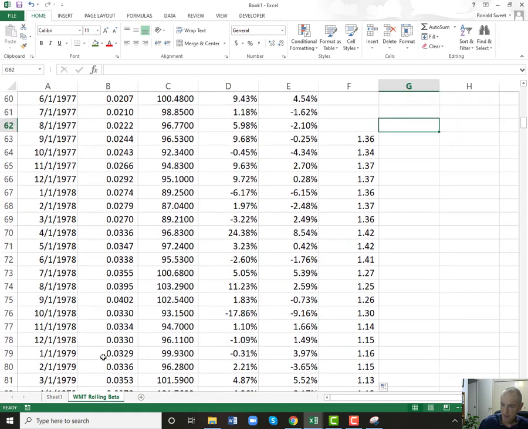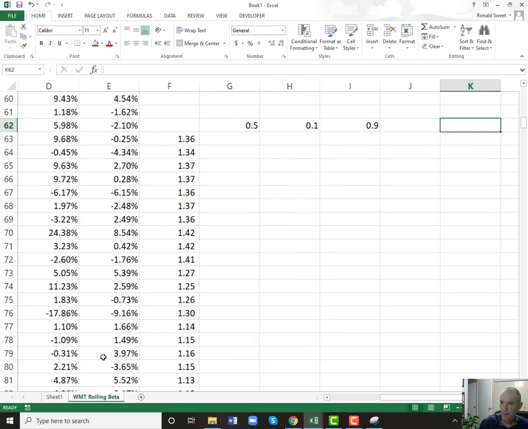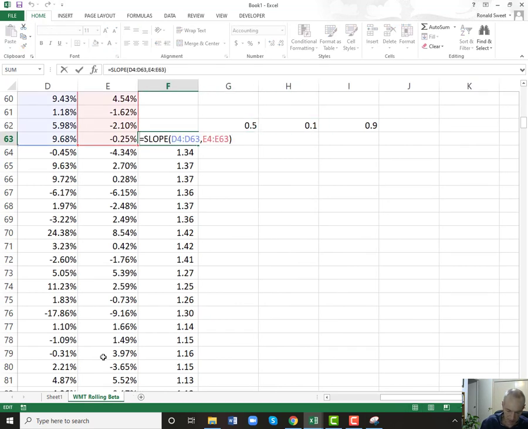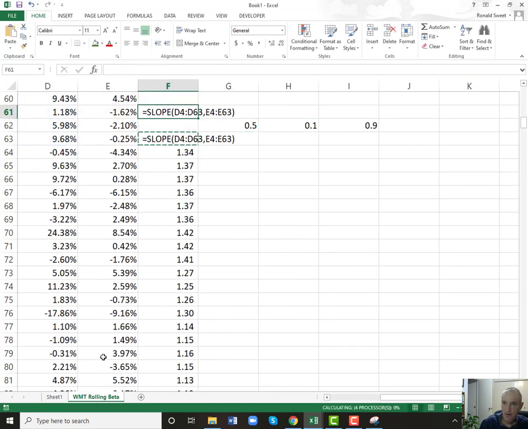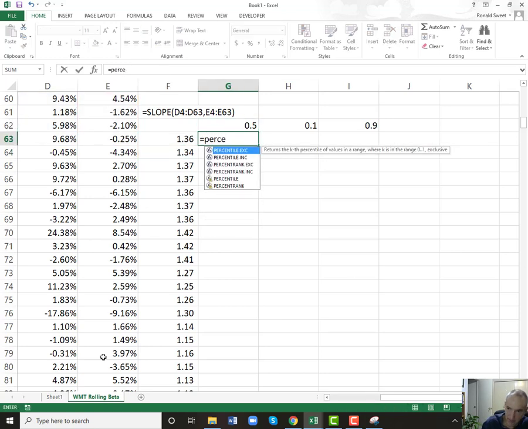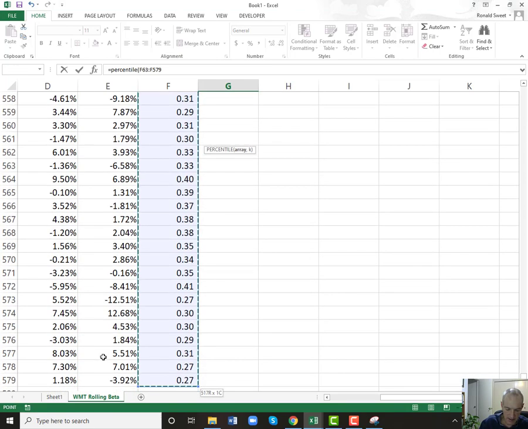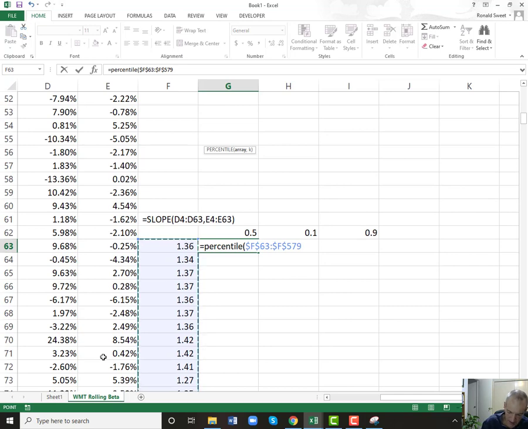Now what we want to do is the median, the 10th percentile, and the 90th percentile. Let me put this formula up above so you can see it. For the median, that's the 50th percentile. We'll do equal percentile, and we'll highlight all of these betas, hit F4 to lock in, comma, and go up and lock in that 0.5. So there's our median.